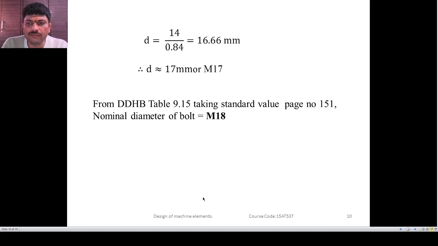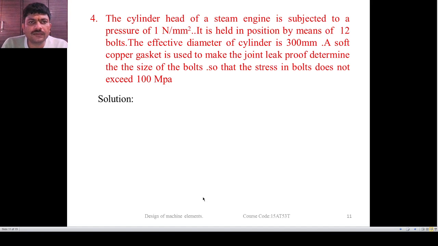So now let us move further. Let us take another one. The cylinder head of a steam engine is subjected to a pressure of 1 Newton per mm square. It is held in position by 12 bolts.